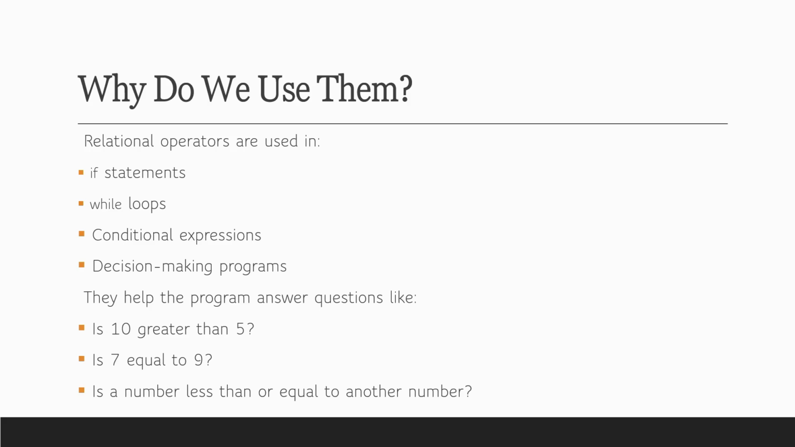For example, a program may need to decide whether to display a message, repeat a task, or stop execution. To make such decisions, the program must compare values. Relational operators help the program answer questions such as, is 10 greater than 5? Is 7 equal to 9? Is one number less than or equal to another number? Based on the answer, which will always be either true or false, the program knows what to do next. So, relational operators are essential because they help programs compare values and make logical decisions.